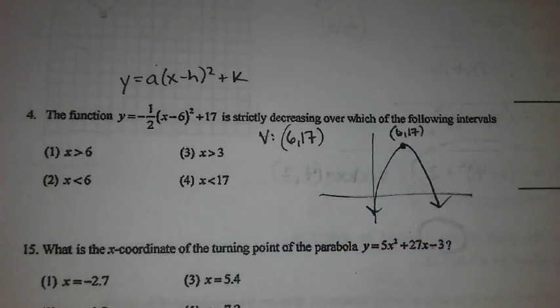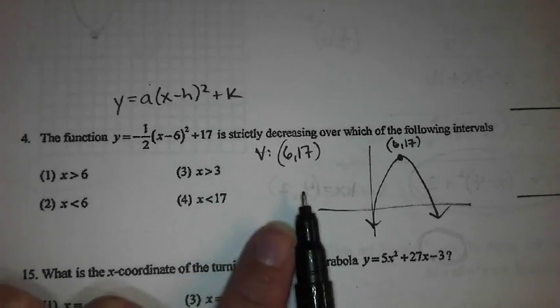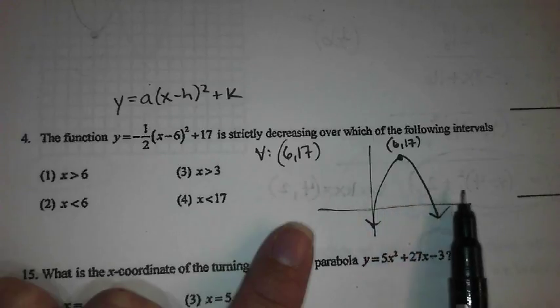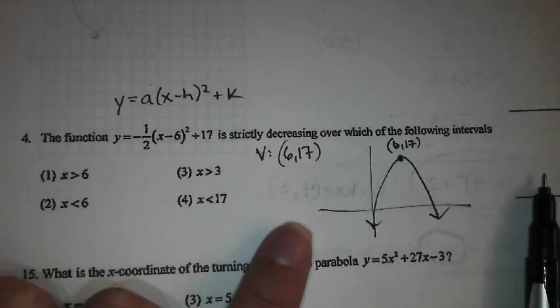Perfect. So now let's read the question. Should be pretty easy once you have a sketch of this. When is this strictly decreasing? So think back to your interval notation. From when to when, if you look along here, it's decreasing. When does it start to decrease? Ever? From 6 and beyond, right?